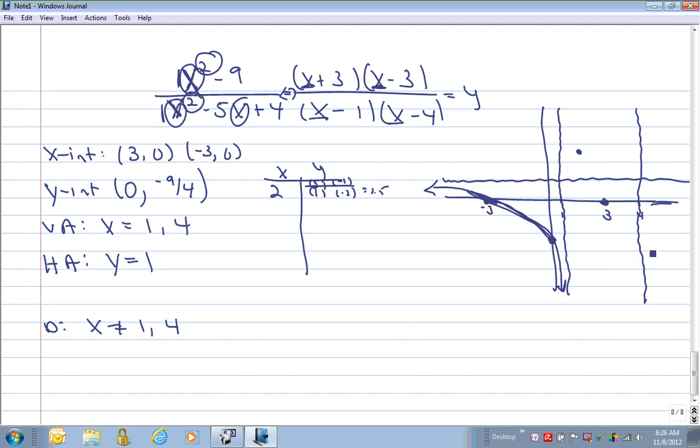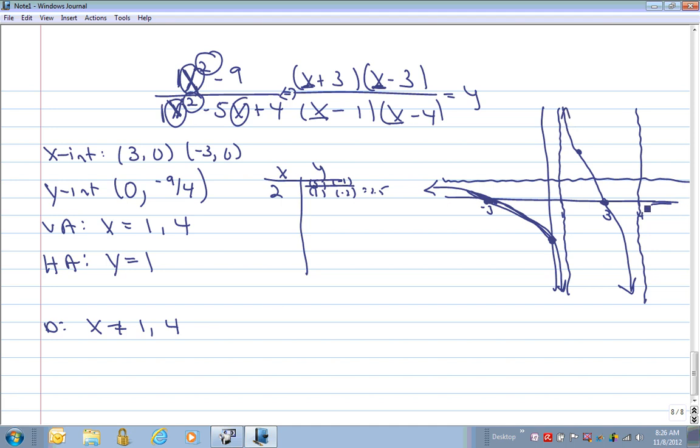I will never cross vertical asymptotes, but I can cross horizontals. So I'm going to go up and approach that vertical asymptote, come down, and approach the other vertical asymptote, the one at 4. And my graph in the middle should look something like that.